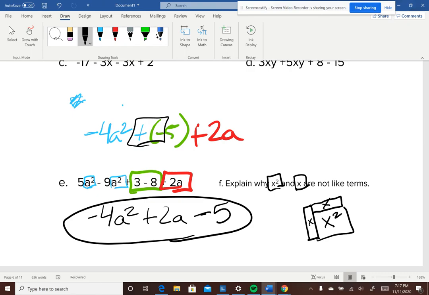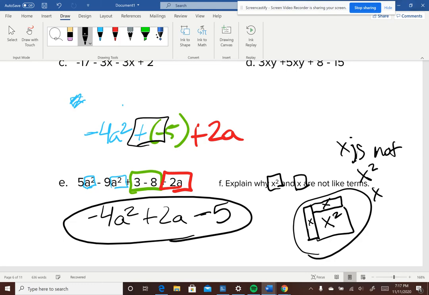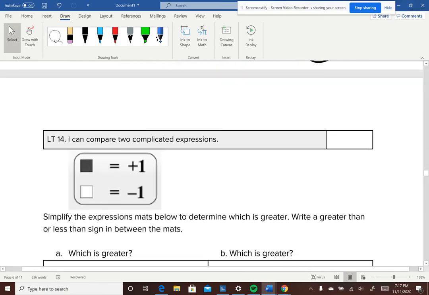So why are they not like terms? Well, you could draw this diagram here, like our algebra tiles, or you could say, because x is not x squared, right? Two different things. One's talking about area, one's talking about like perimeter, the length of a wall, for example.